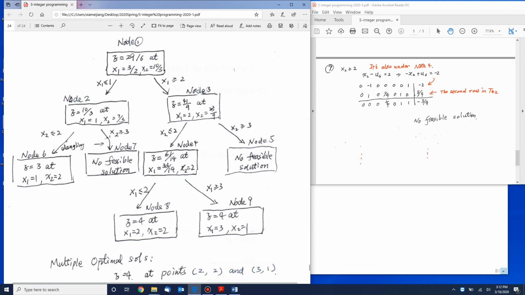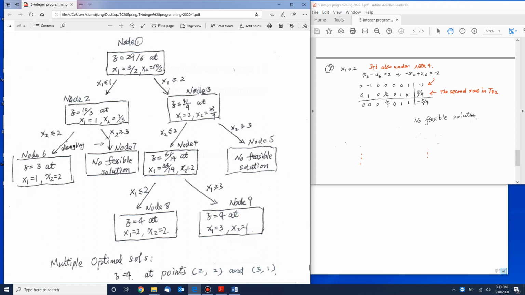This one is greater than or equal to 4, right? This one is greater than 3, less than 4. Because the original LP problem is maximization, we leave node 2 dangling there. We are working on node 3 because this objective function has the larger value, right? So we work on this one. That's why this is node 3.